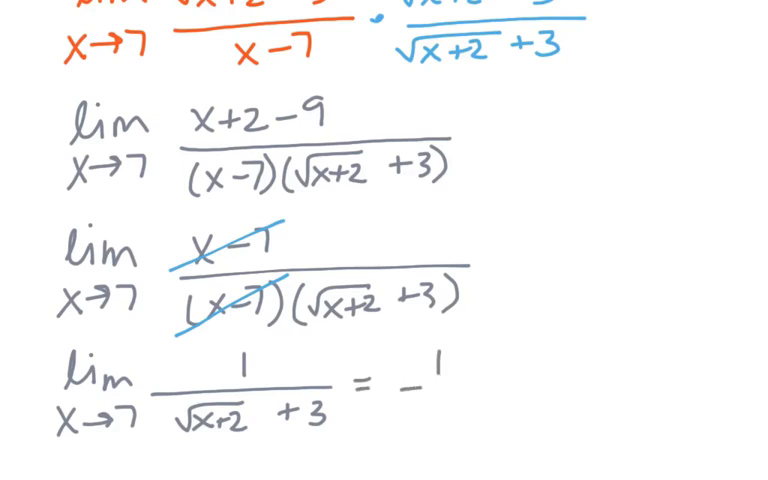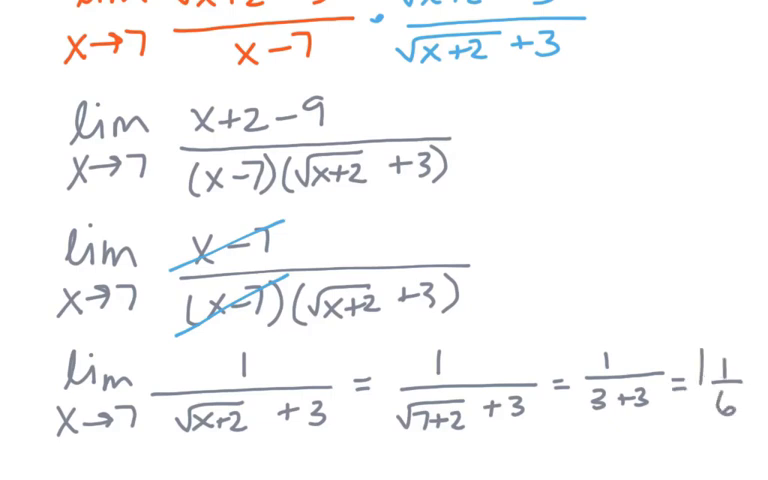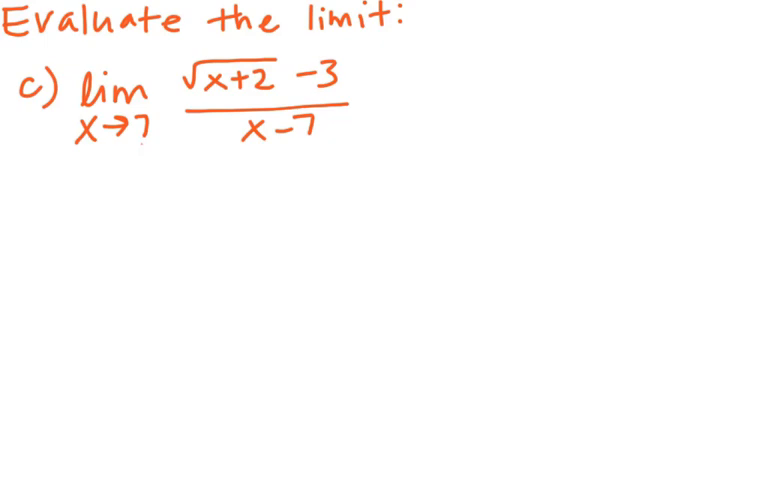Okay, so we would get 1 over square root of 7 plus 2 plus 3, which equals 1 over 3 plus 3, which equals 1 over 6. Okay, so that's how we dealt with these radical problems previously. Now let's try it with L'Hopital's.